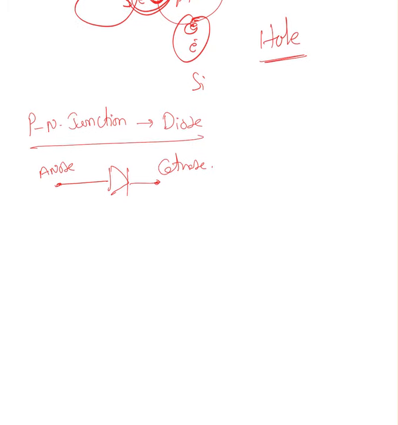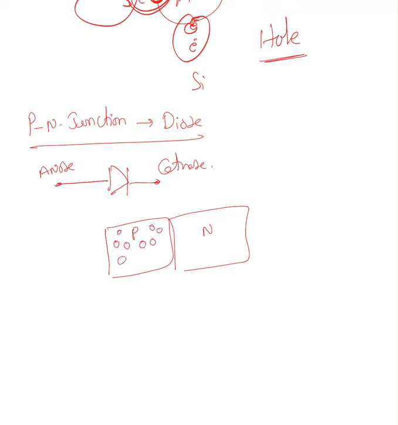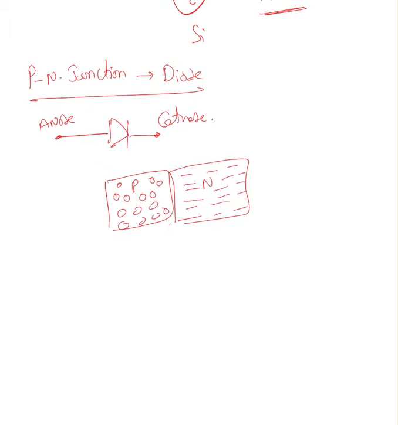Now the PN junction is created by using P-type semiconducting material and N-type semiconducting material. So this is P-type, N-type. Here we know that P-type has lots of holes, and N-type has lots of electrons. When we mix them together, what happens at this point? This point is called the junction. What happens at the junction?